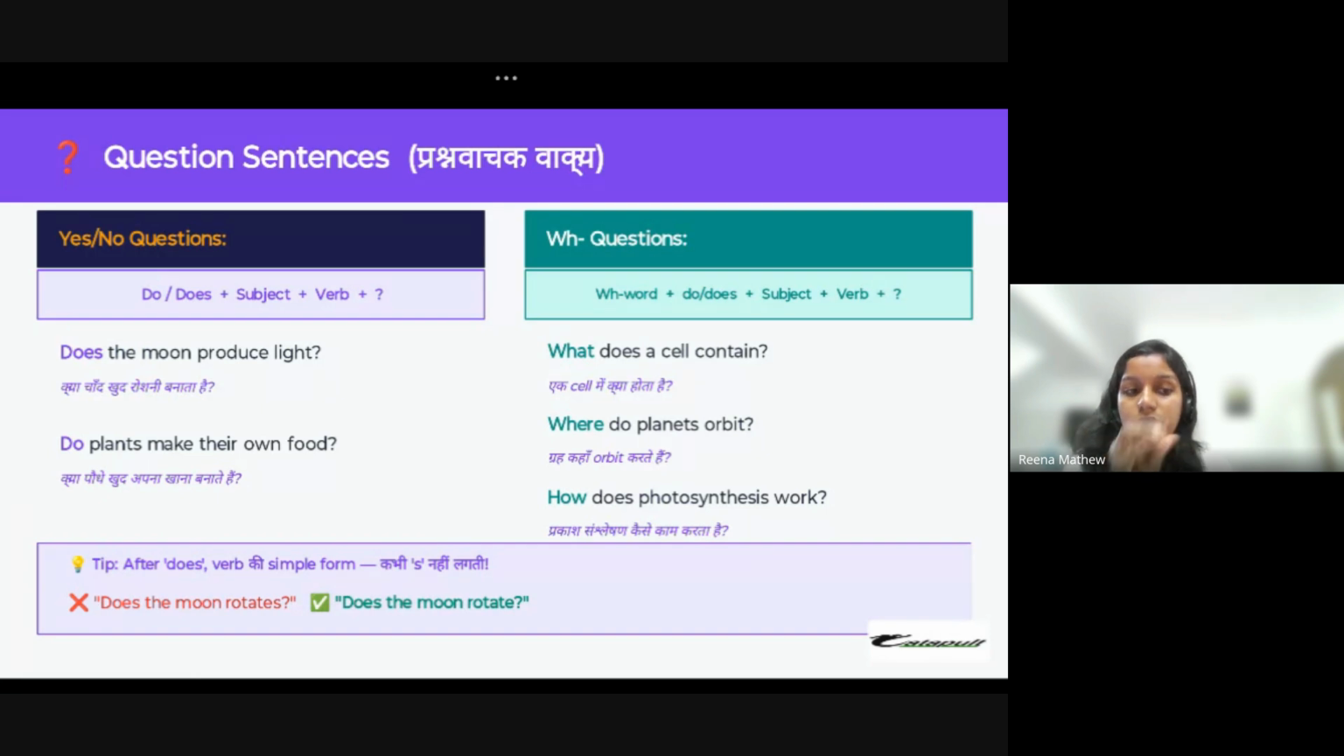Now, this is the format. Does the moon rotate? Everyone's telling me the answer, but right now just look at how the sentence is constructed. Do or does, subject, verb. To help you learn, can you make a sentence like this with do or does? Ask me some yes or no question.